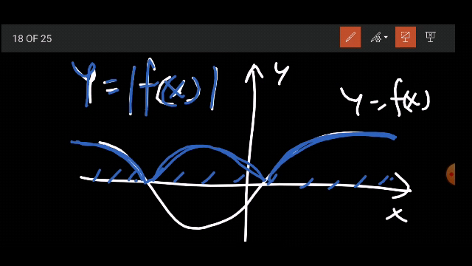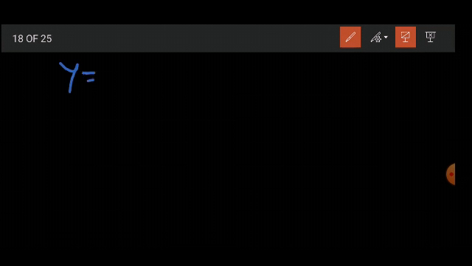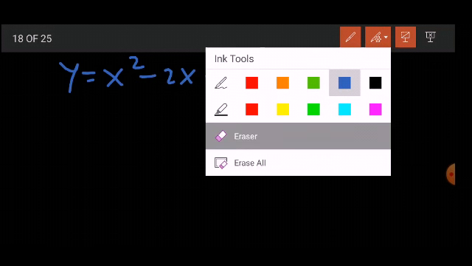So let's do one illustration over there, that is mod of x square minus 2x minus 3. Let's see. Y equal to x square minus 2x minus 3. Okay, fine. So that is minus 3.